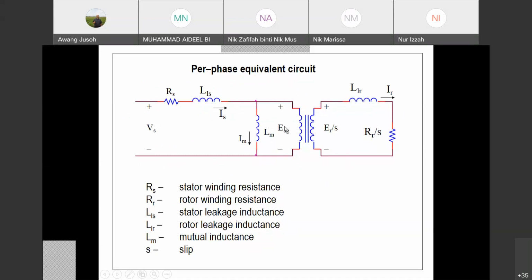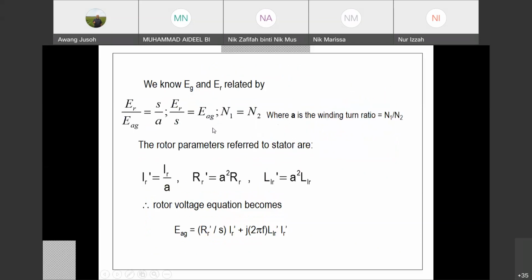Or by turn ratio, voltage E1 over E2 equals N1 over N2. EAG, the primary voltage, over ER over S, the secondary voltage, equals N1 over N2. This is the transformer ratio relationship. So we can do the same thing for the motor, where A is defined by the winding turn ratio, equal to N1 over N2.